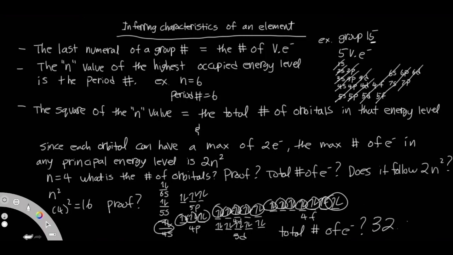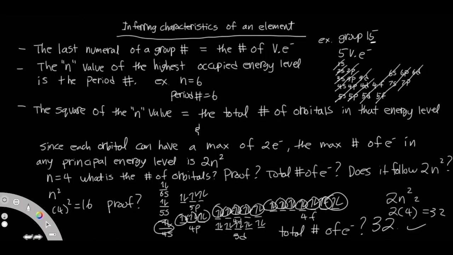And we can prove this with our formula 2n squared. If we put 4 over here, you square it, 16 times 2 gives you 32. So it ends up working out quite well. I know that we have to fill up all of these first. We fill up the 3d, and then the 5s, and then the 5p, and then the 6s intermittently throughout. But when we look at the total number of electrons, we only care about the 4s.